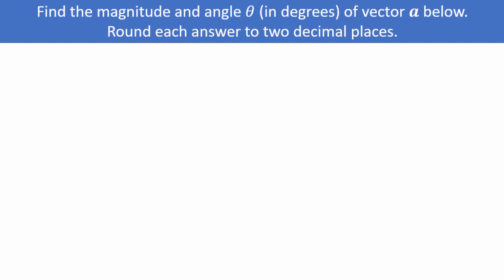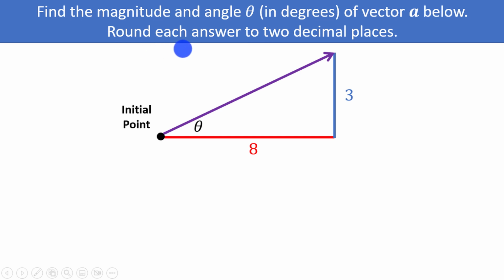Let's try a problem. We are asked to find the magnitude and angle theta in degrees of vector A below. We are also asked to round each of our answers to 2 decimal places. Here is the initial point of the vector, which travels up and to the right to this point right here. The horizontal distance is 8 and the vertical distance is 3. We would like to solve for the angle theta as well as the distance that this vector travels, which is the magnitude. The component form of this vector is A equals 8, the horizontal distance, comma 3, the vertical distance.